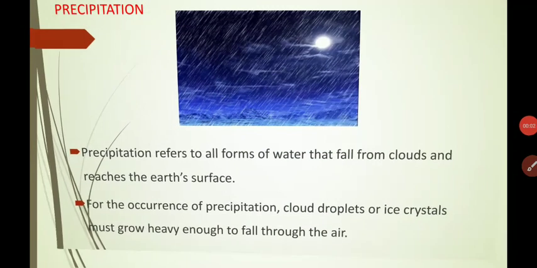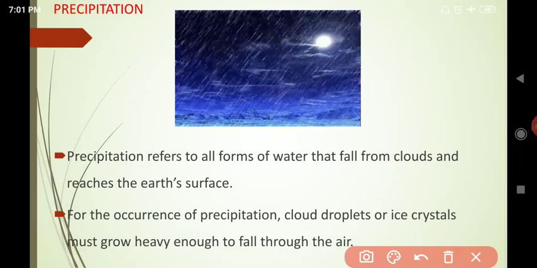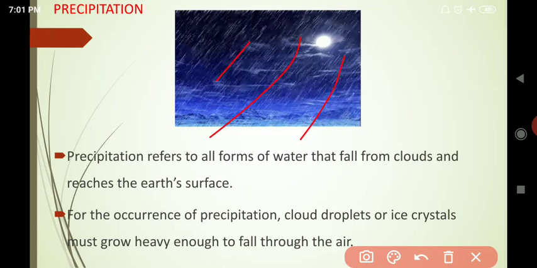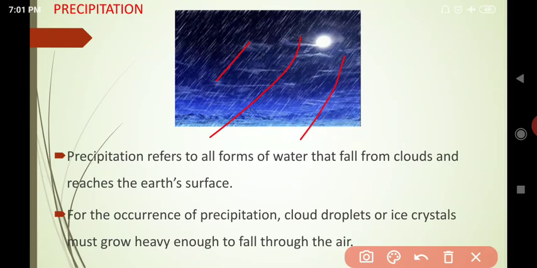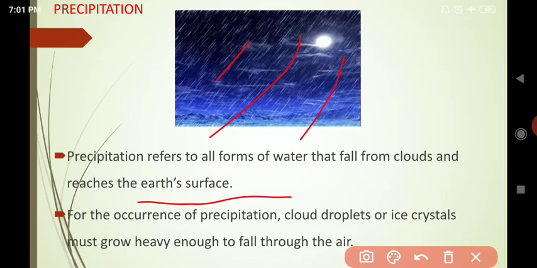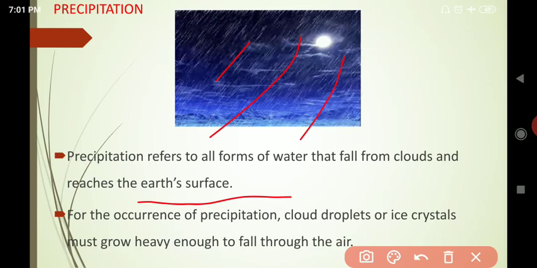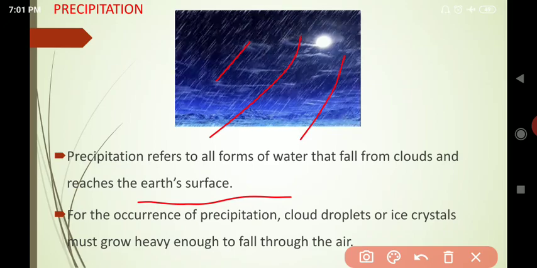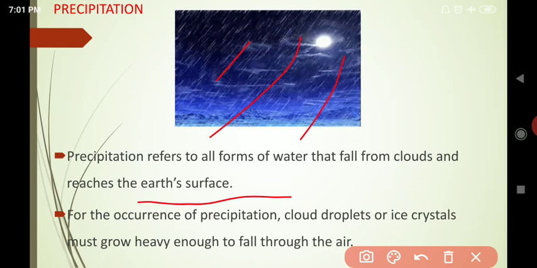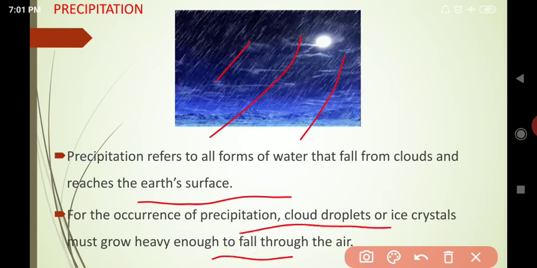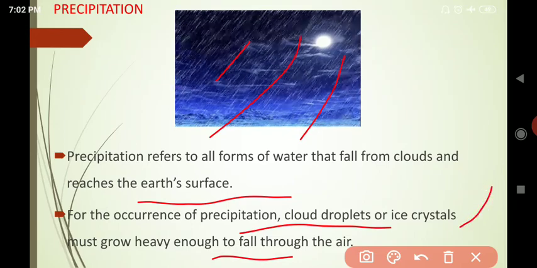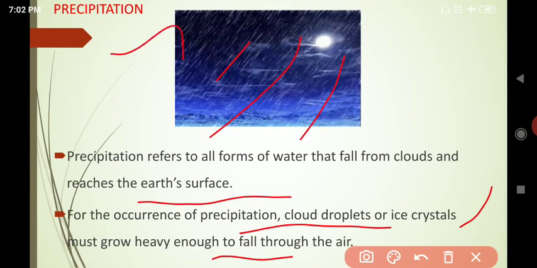Next we are going to see the topic of precipitation. Precipitation means falling down. See, the rainfall is falling down. Precipitation refers to all forms of water that fall from cloud and reach the earth's surface. For precipitation to occur, cloud droplets or ice crystals must grow heavy enough to fall through the air. With the help of the air, this precipitation falls down on the earth's surface. This rainfall falling on the earth's surface is called precipitation.